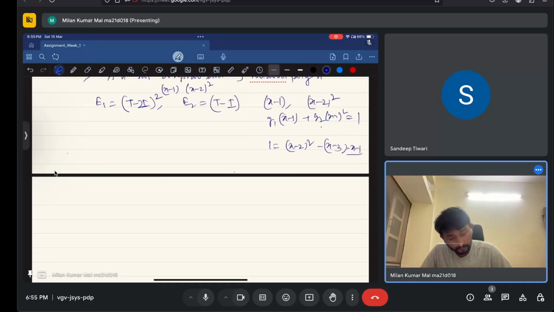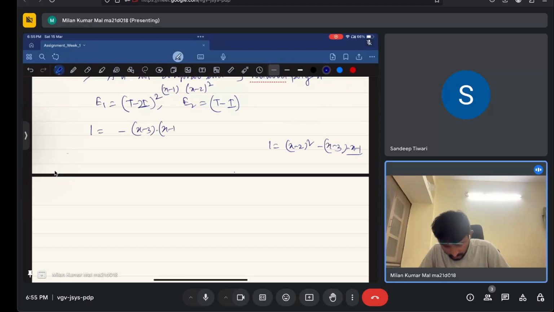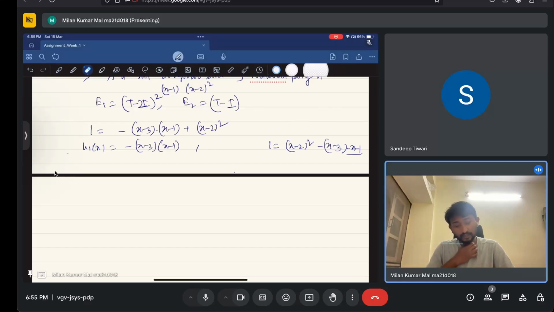Exactly, this is the way. Thanks. So we have x minus 1 square. So p1 is equal to minus x minus 3 into x minus 1 plus x minus 2 square. Yes, sir. So here h1x is equal to minus x minus 3, x minus 1. I think I have written a little wrong.